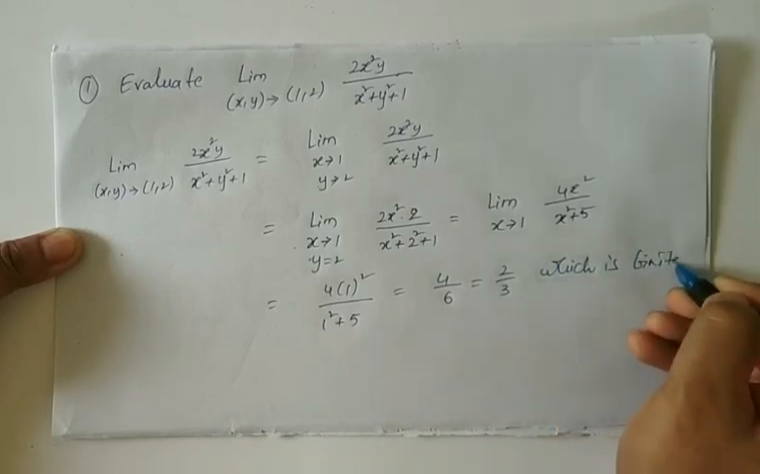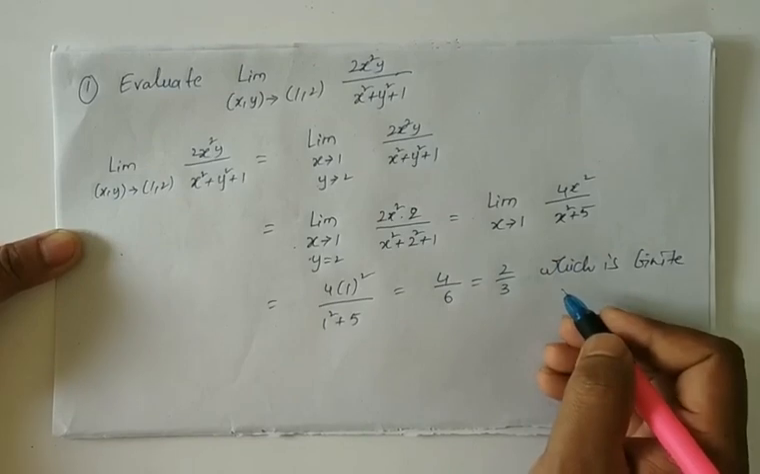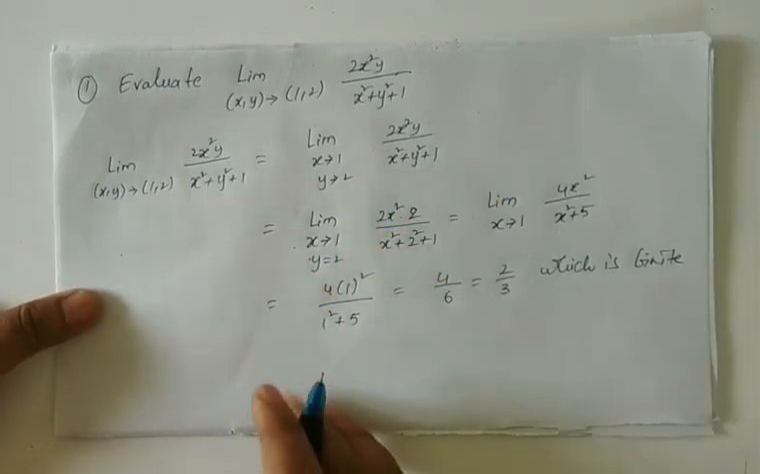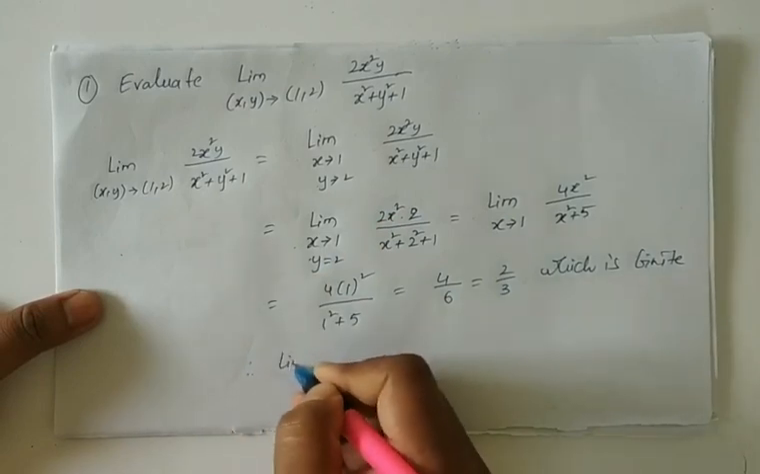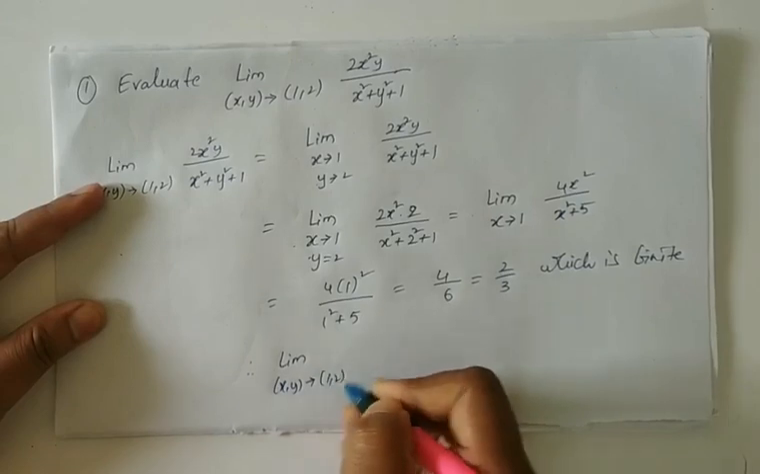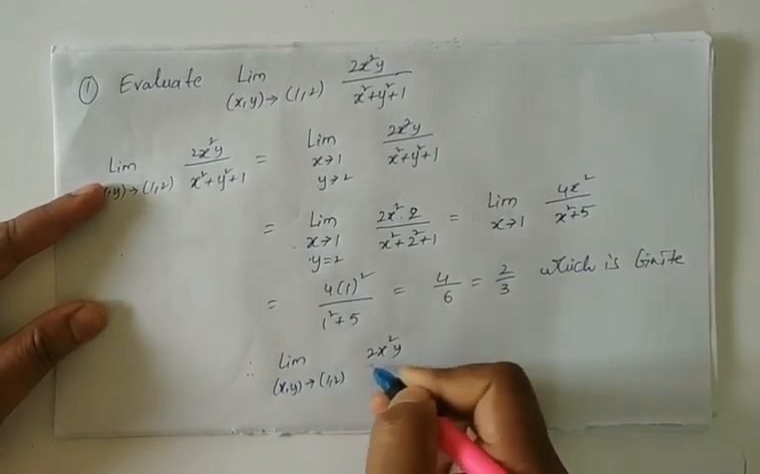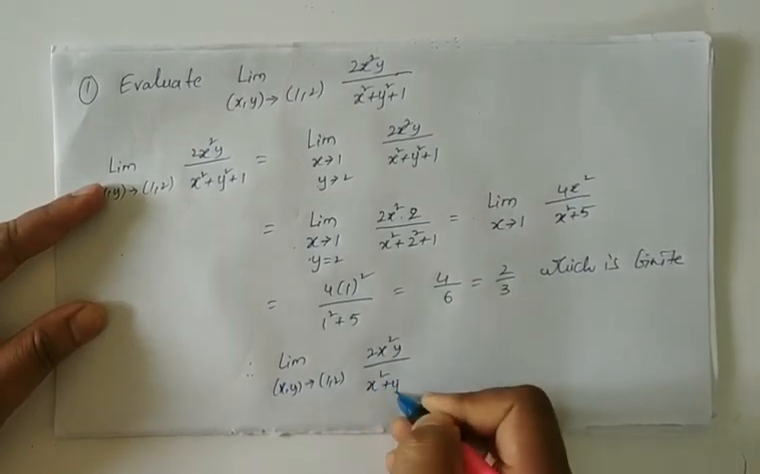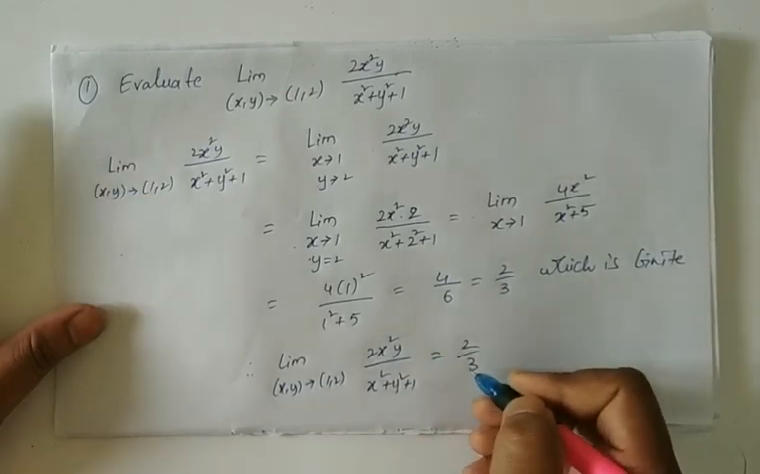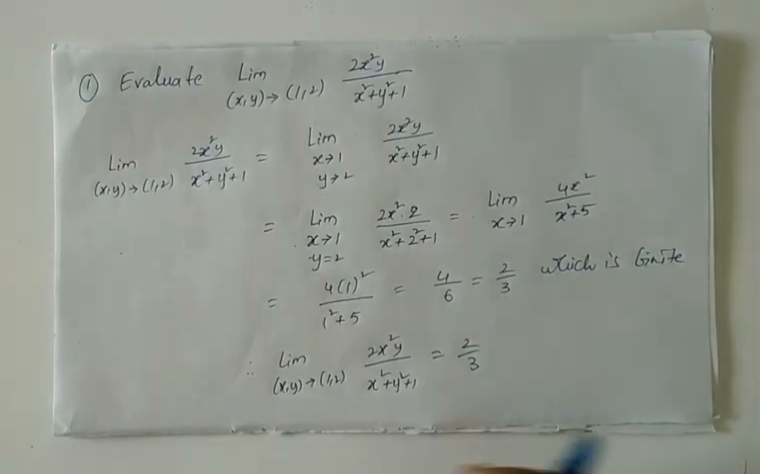Already we know that if L is finite, then the limit of the function exists, otherwise it does not exist. Write down: the limit as (x, y) approaches (1, 2) of 2x square y by x square plus y square plus 1 exists and is equal to 2 by 3. Very simple problem. Now I will give you 2-3 problems. Please do them, students.